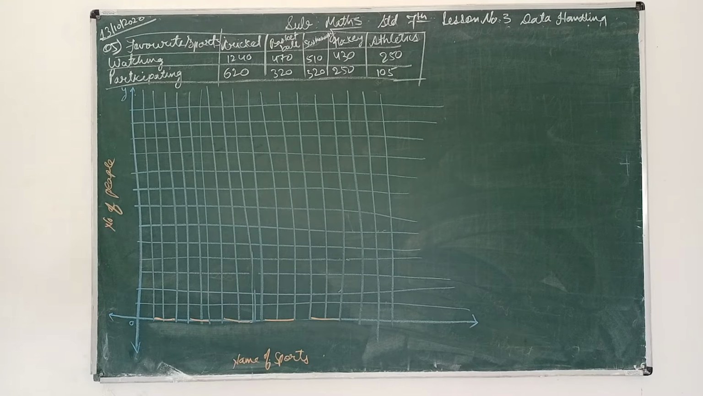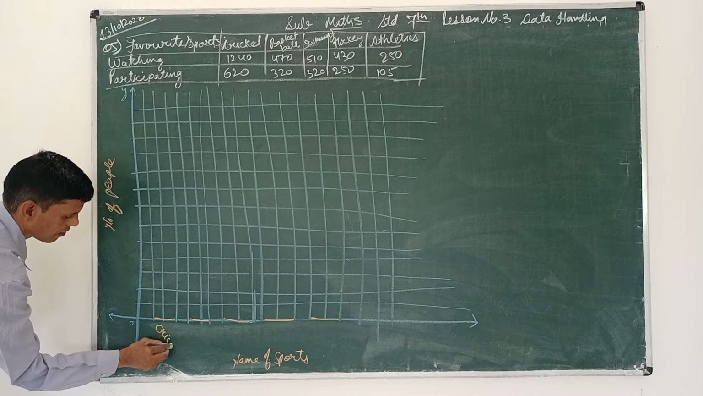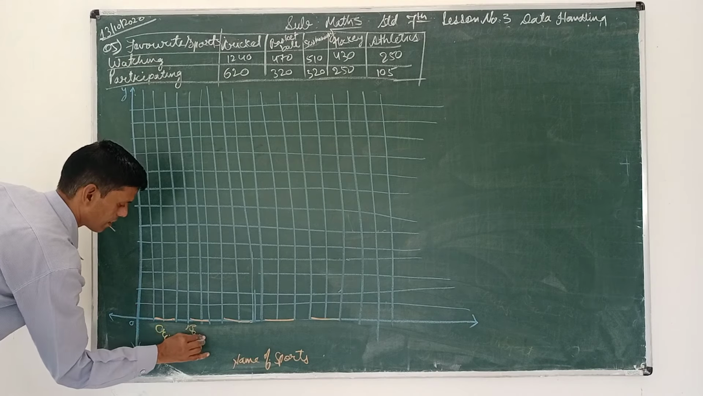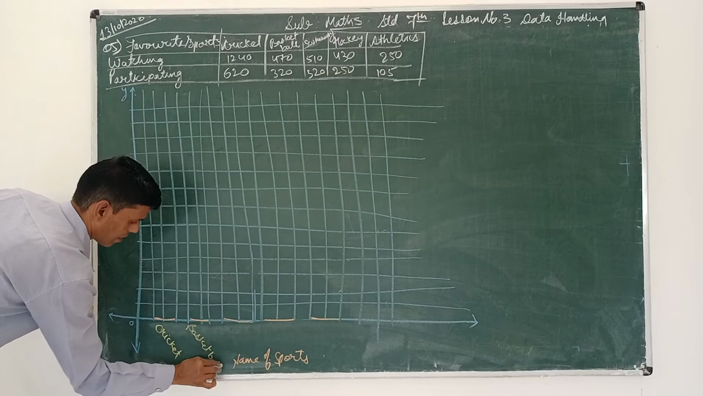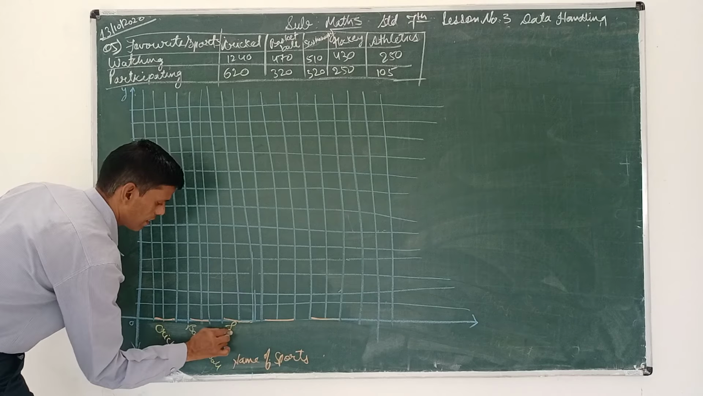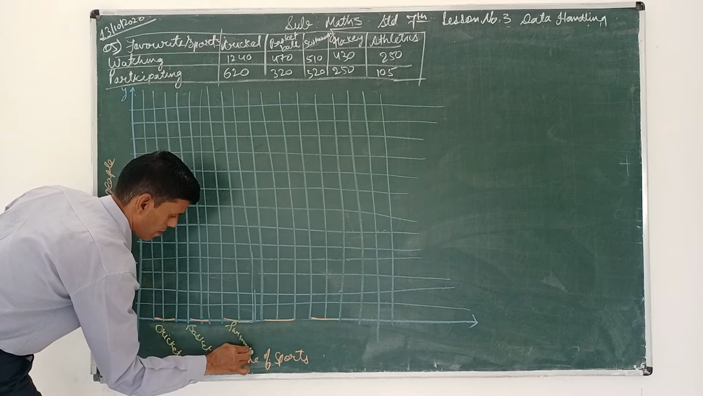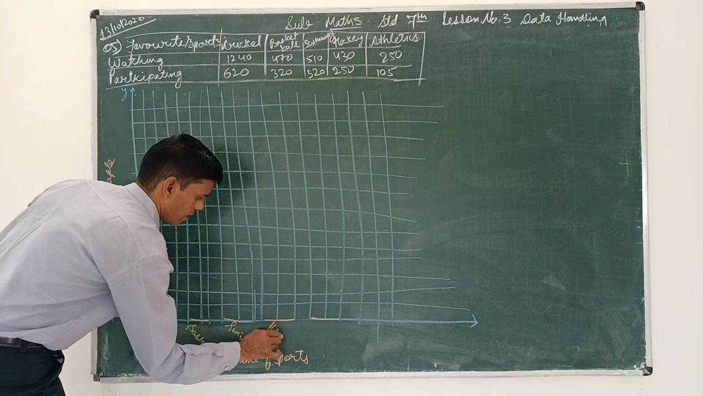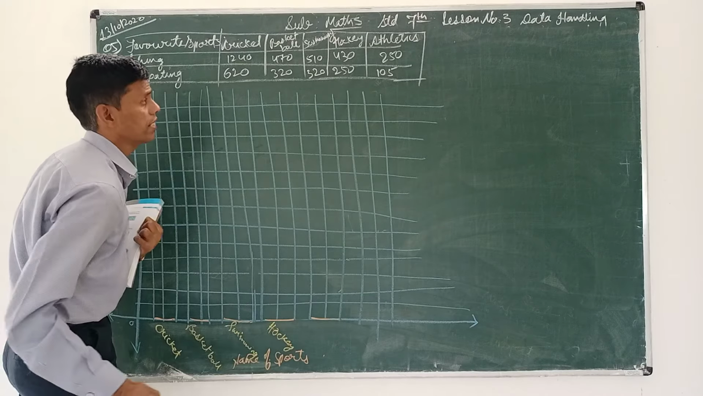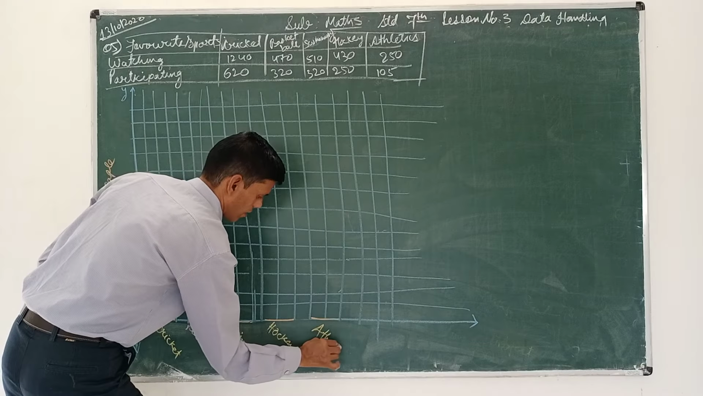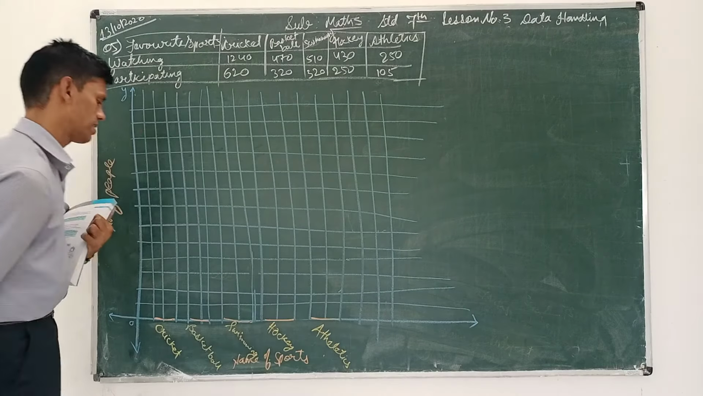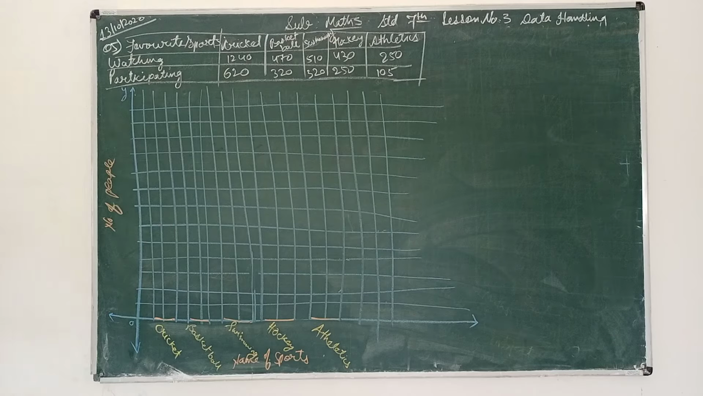What are the names of the sports? First one is cricket, second one is basketball, then swimming, then hockey, athletics. Okay, these are the names of the sports.